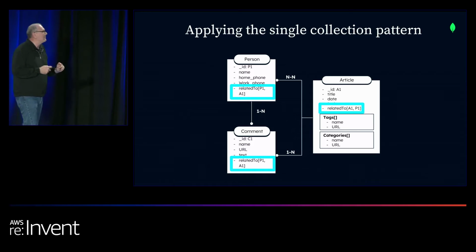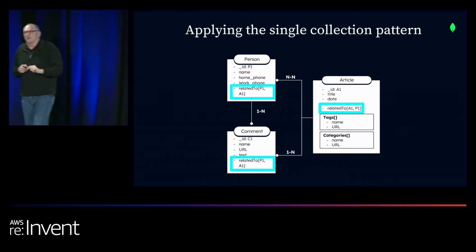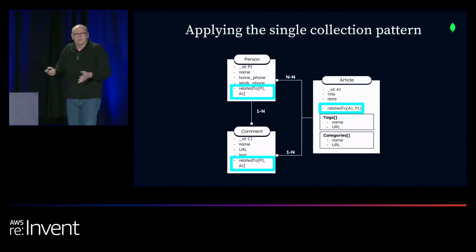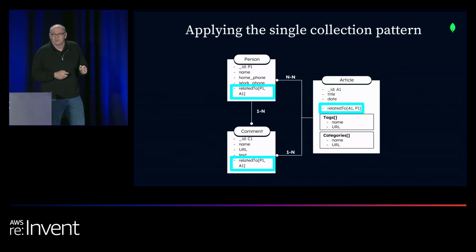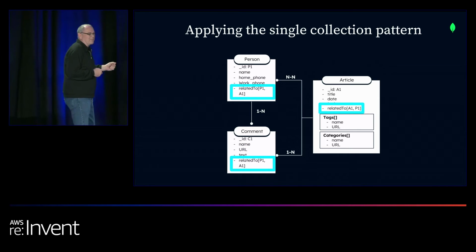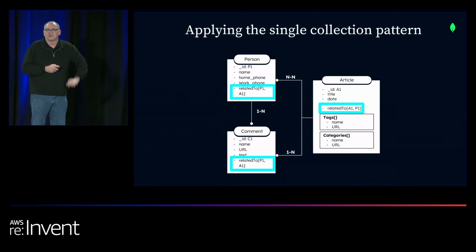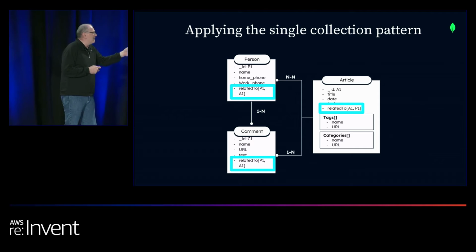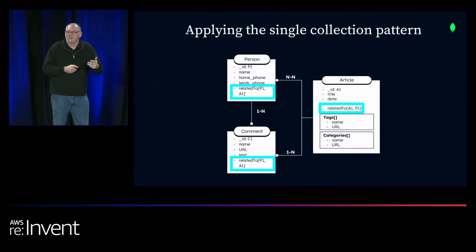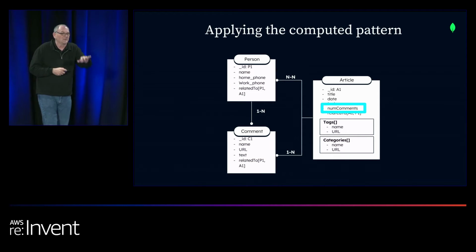The first problem is that sometimes when I go to read the articles, I want to know which are the most popular articles. One way to know that is which ones have the most comments. So I might want to get a sorted list of articles by the number of comments, and I don't want to calculate the number of comments every time I get that list. So what we're going to do is use the computed pattern. That's one of those patterns in the list.